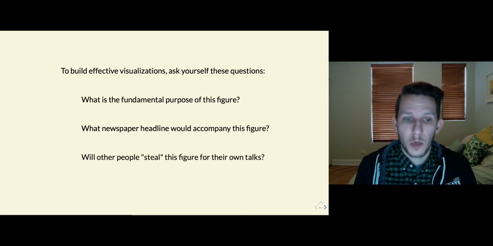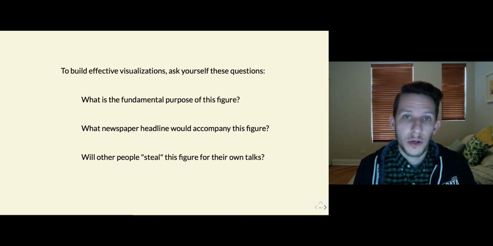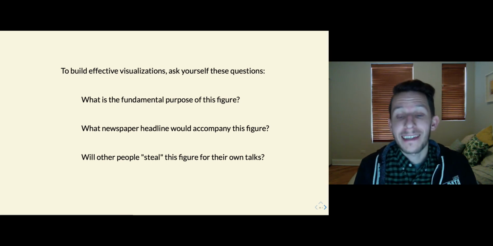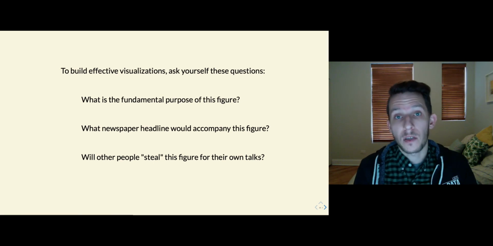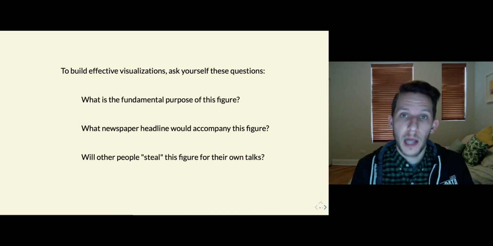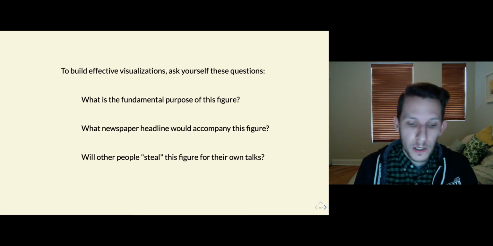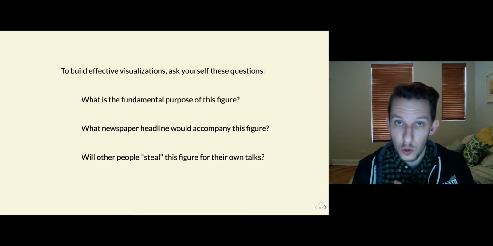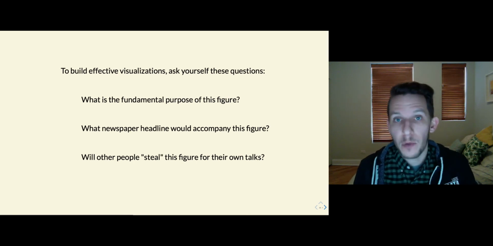And the third question I want you to ask yourself is, will other people see this visualization, whether it's a plot in my talk or it's a plot in one of my papers, and try to steal it for their own talks, right? And that, I think, is a sign of a great visualization. Essentially, people are going to take plots from other people's work when they do a good job of communicating, right? If there's something that my own figures or my own papers don't quickly address, I'm going to take a visual from somewhere else that does that really well.